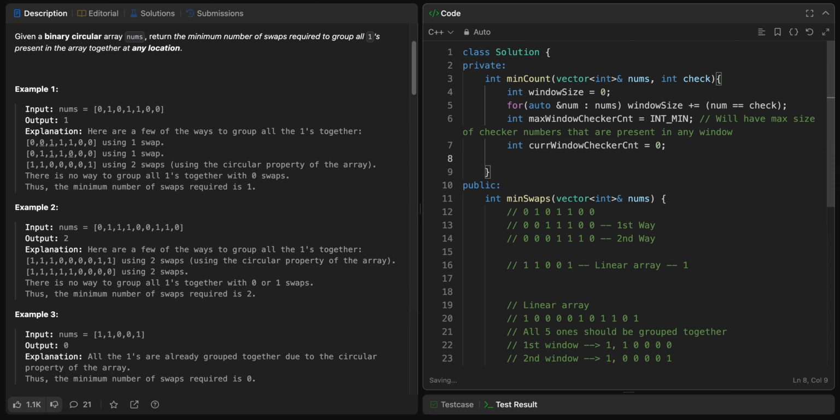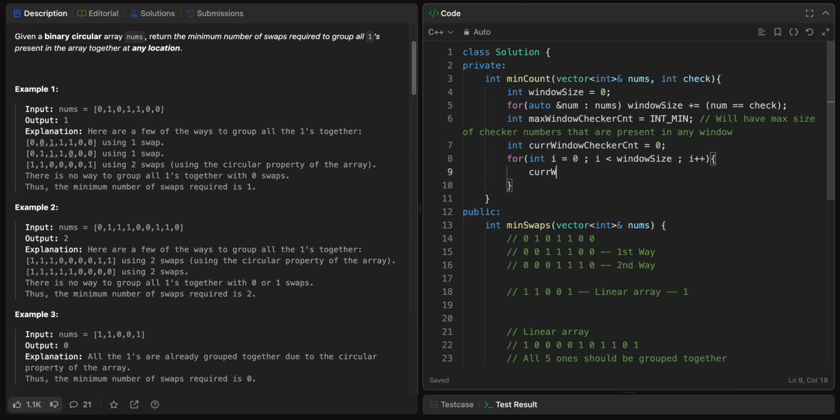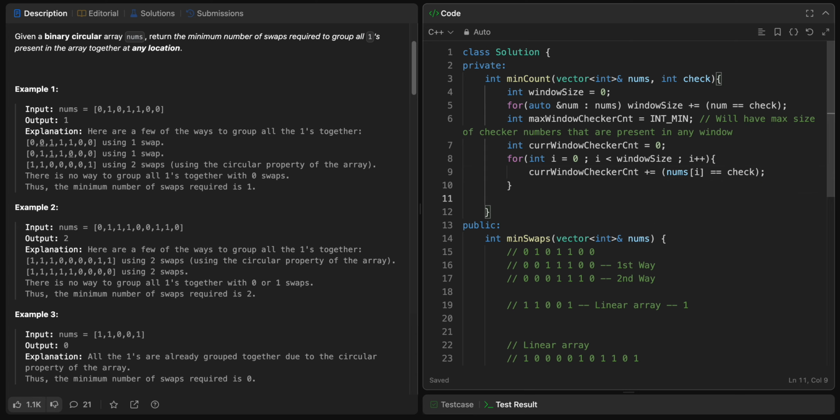Now I would do that for the first window size. So it would be for int i equal to 0, i is less than window size, i plus plus. And for finding the cur window checker count, I'll need to increment my window checker count if my nums of i is equals to check. Got it? And now I need to change this max window checker count to be equals to max of, I need to find the maximum number of ones.